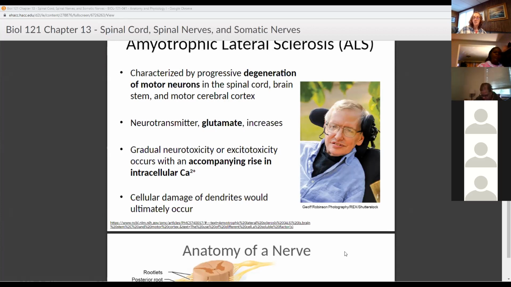So he was diagnosed with ALS at about the age of 22. He was told that usually people with ALS die within 2 years. And he just died about a year and a half ago, maybe. And he was the one who actually put together the Big Bang Theory and conceptualized how it would work.